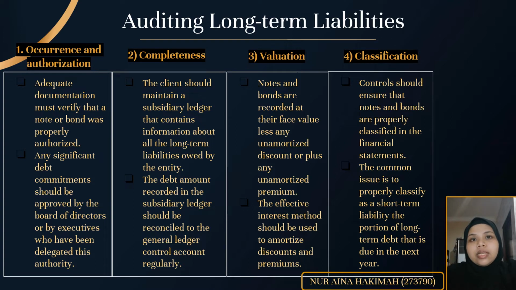And the third one is the assertion of valuation, which is done by recording the face value of notes and bonds after deducting any unamortized discount or adding any unamortized premium. After that, the effective interest method shall be used to amortize the discount and premium. For example, if the company sold the bond at some rate which is greater or lower than the market rate, it will result in a discount or premium.